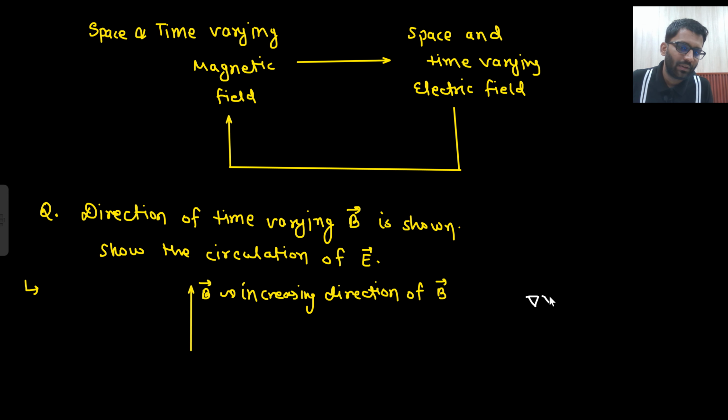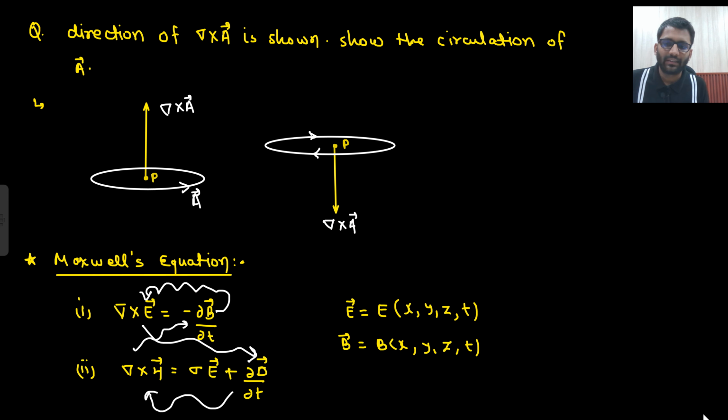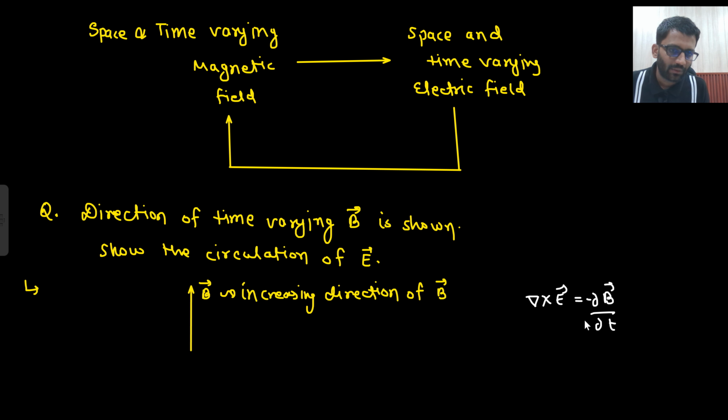What do I know? Del cross E is equal to minus del B by del T. Certainly minus sign is there. So they have shown the increasing direction of B. That means this is the direction of del B by del T. I am writing dB by dt, but it should be written as del B by del T. Okay.